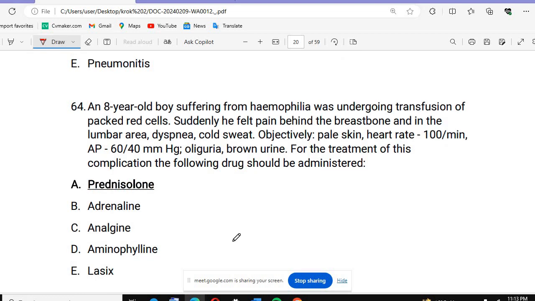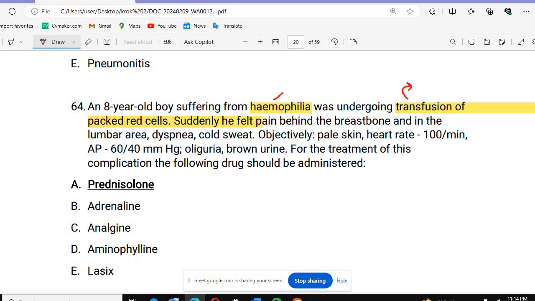The next question: an 8-year-old boy suffering from hemophilia was undergoing the transfusion of packed red cells. So there is a patient having hemophilia, undergoing transfusion of packed red cells. After the transfusion, the patient is getting blood transfusion reactions. Tell me which type of hypersensitivity will be there.